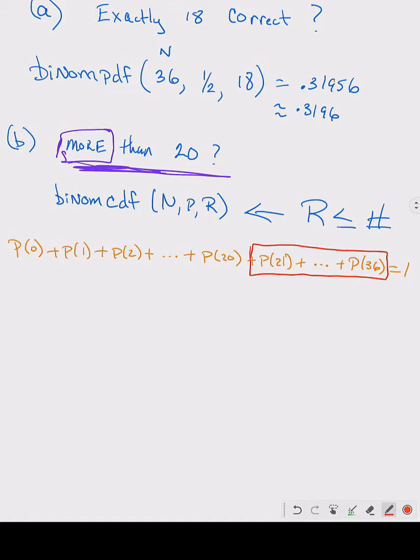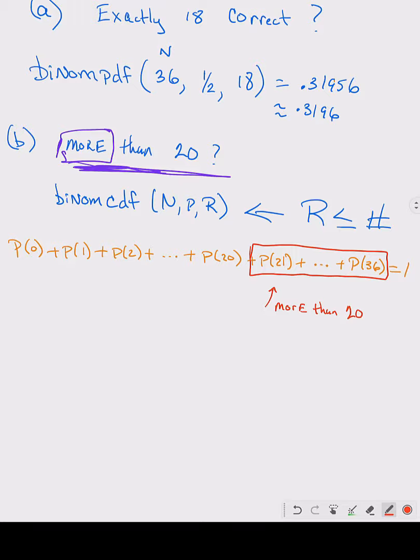So this is more than 20. Don't count 20, because it doesn't say 20 or more. This is more than 20, so don't add 20 in because it says more than 20. It doesn't say 20 or more than 20.